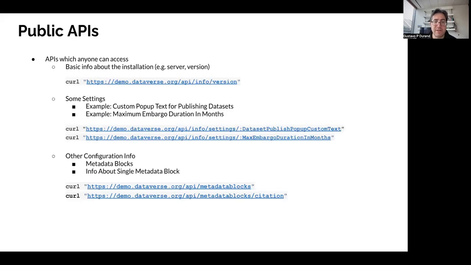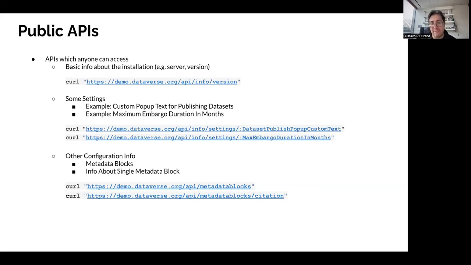There are also some other APIs that we have under the info block. You can see, again, the URL is after api/info, and that's to be able to get some of the settings that are publicly available. In this case, a couple of quick examples are: what are the custom pop-up texts for publishing datasets? What's the maximum embargo duration in months? These are things that, as we talk later about the re-architecture project, needed to be public, and so we make them available via this info/settings API.